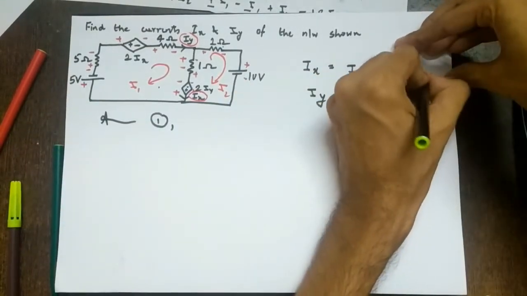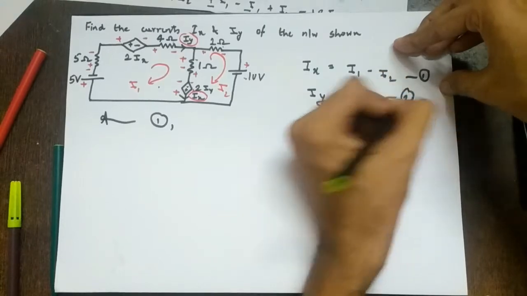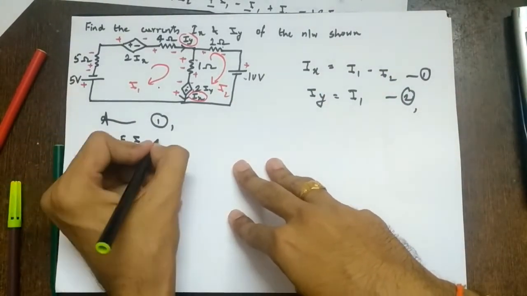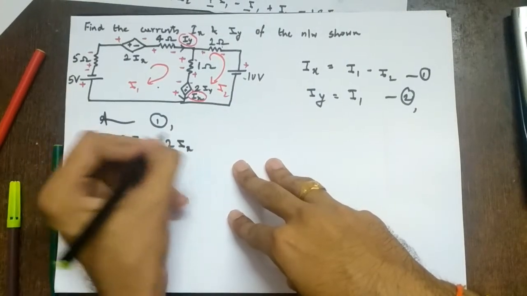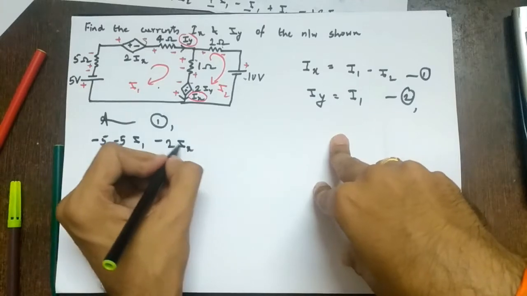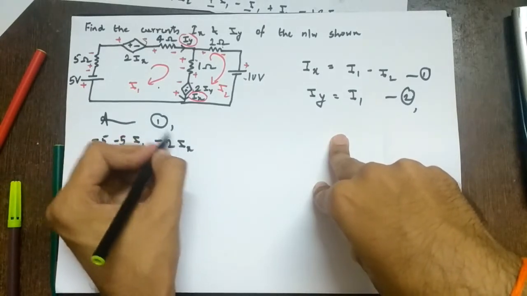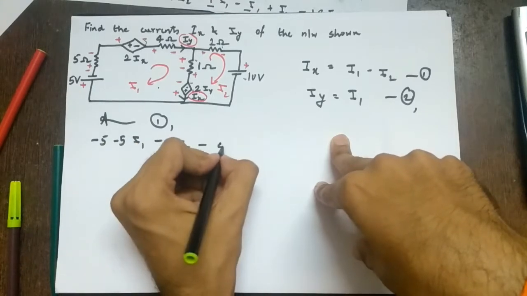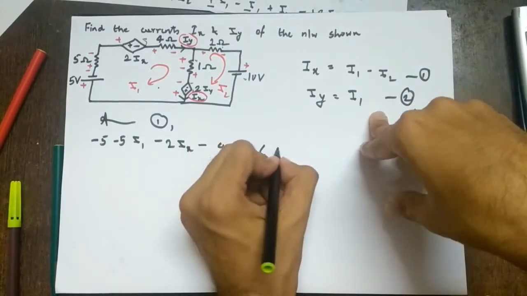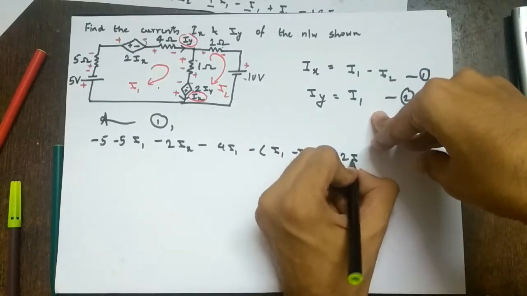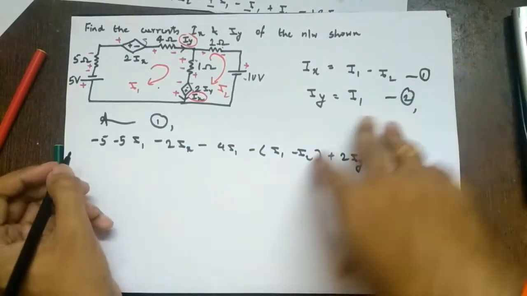So this is equation 1, this is equation 2. So minus 5 I1 minus 2 Ix. Remember, it is a voltage source, so this is the value of the voltage. Don't get confused with how will current come in a voltage source, current variable. Then minus 4 I1 minus of I1 minus I2 plus 2 Iy equal to 0.